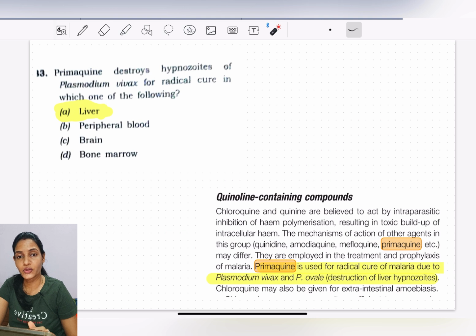Primaquine destroys hypnozoites of Plasmodium vivax. Primaquine is used for radical cure of malaria due to Plasmodium vivax, and destruction of hypnozoites happens in the case of liver.